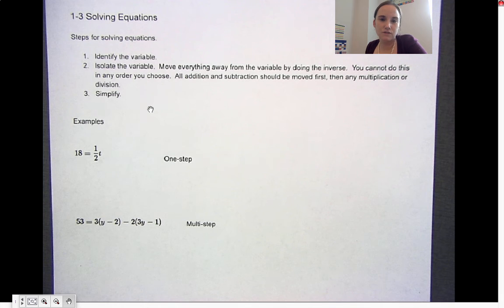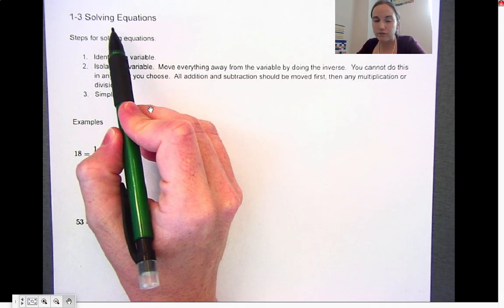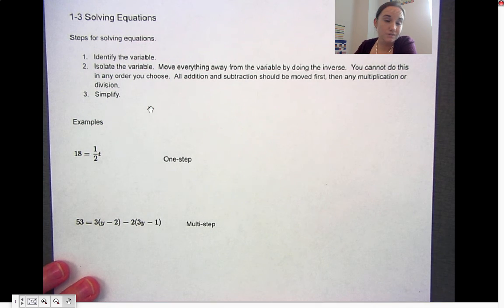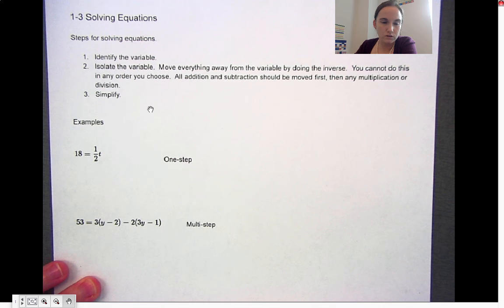This is lesson 3 in chapter 1. So it's 1-3 solving equations. And the first thing you need to know is what are the steps to solving an equation.